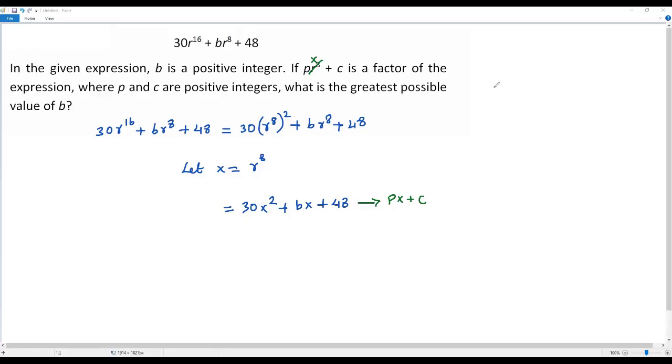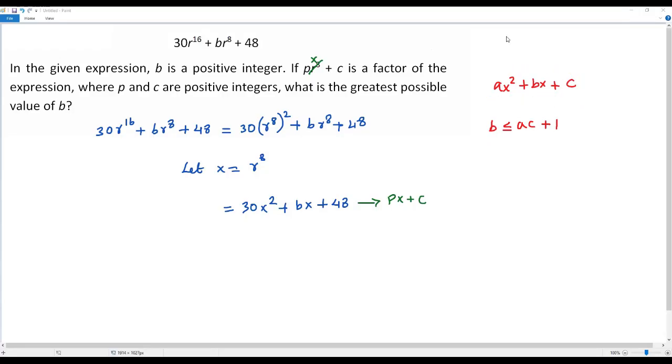Now let me consider a quadratic expression in standard form, that is ax squared plus bx plus c. And also I assume this quadratic expression is factorable. Then there is a formula to get the greatest possible value for the coefficient of x, that is b. So the formula is b less than or equal to, we have to multiply the coefficient of x squared and the constant term, ac, and add 1 to it. So this is a formula to get the greatest possible value of b when the quadratic expression is given in standard form, and also it is factorable. That is, it can be factored into two linear factors.